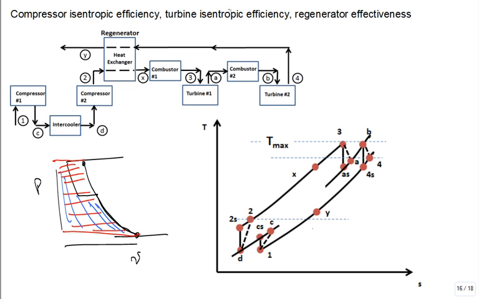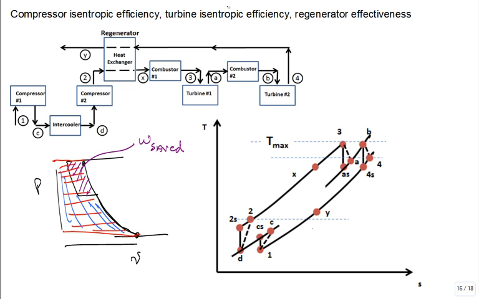So what is this area right in here a visual image of? The reduction in the work per unit mass. True? True. Take a look at the end of chapter 6.